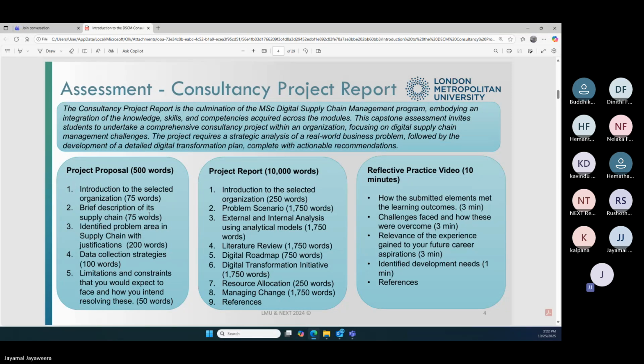Then number 3 would be the identified problem area in the supply chain. Now that is important, 200 words. This is justification. Why are you saying that this is a problem? Right? A brief explanation of why you think it is a problem.